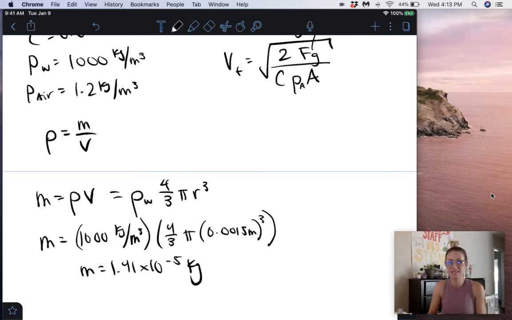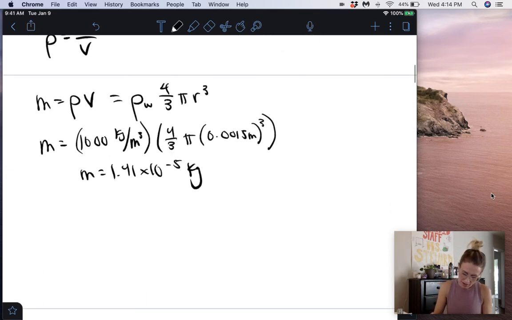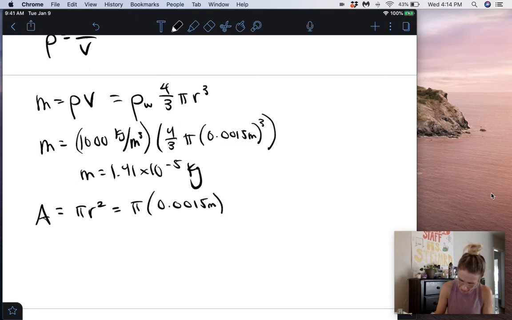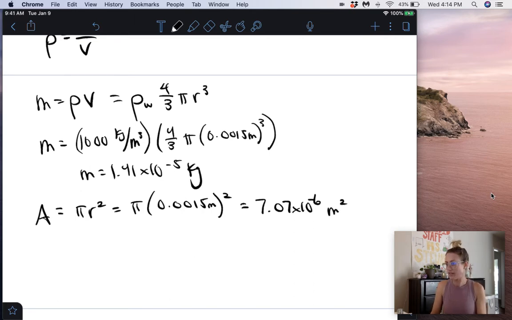And this makes sense because it's a very, very small raindrop, right? So it's going to have a very, very small mass in kilograms. Now we know the mass. We also want to find the area. So the area of a circle is going to be pi r squared. So this will be pi times r, 0.0015 meters, squared. And we get 7.07 times 10 to the negative 6. All right, and that is meters squared.